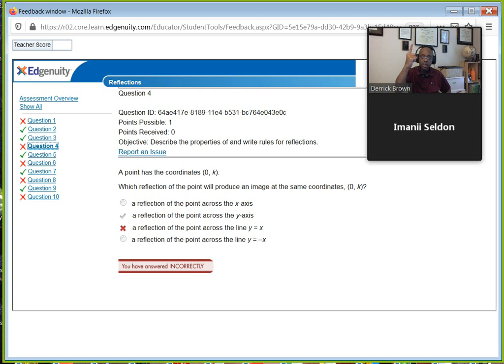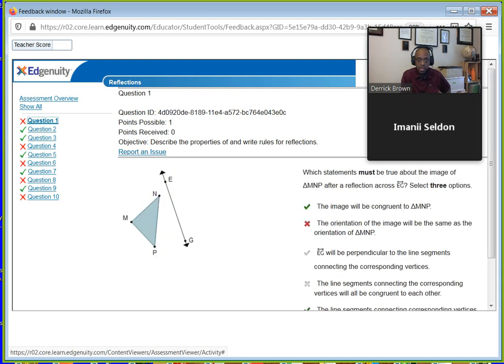If you reflect about the x-axis, that point is going to, let's say it's pointing upwards. If you reflected about the x-axis, it's going to end up pointing downwards. So the coordinates would be 0 and minus k, a reflection about the x-axis. All right. And then let's look at A.